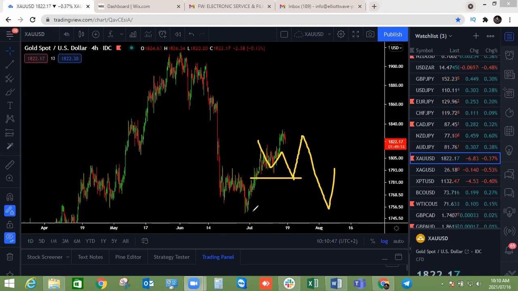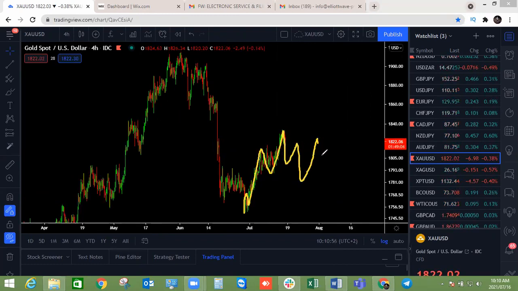Alternatively, we could have this as a 5-wave structure. 1, 2, 3 back, 1, 2, 3, 4, 5. So that means that the pullback that you're going to see on silver will be these 3 waves on gold. Still the same 3-wave structure. It's just going to be a bigger one than what we would have anticipated here. Actually, it looks very impulsive to be a corrective structure.